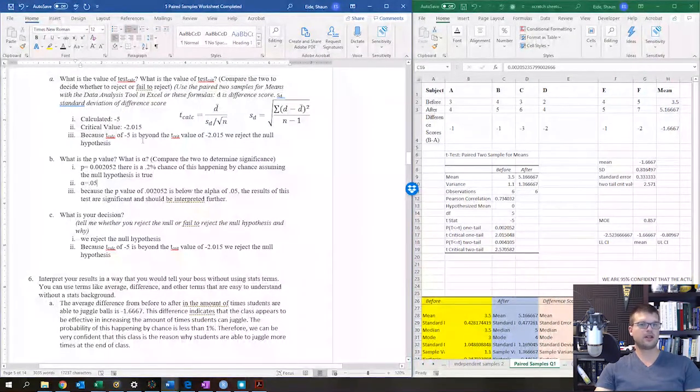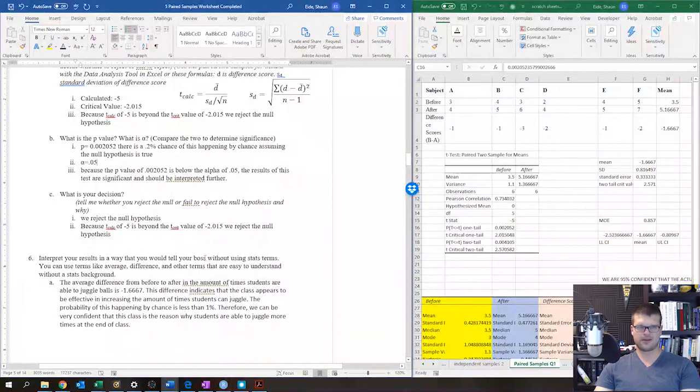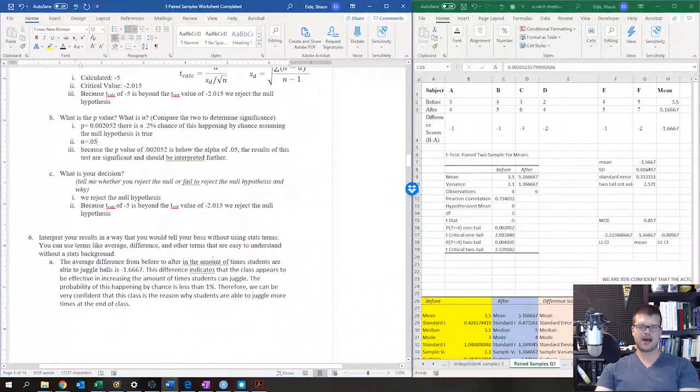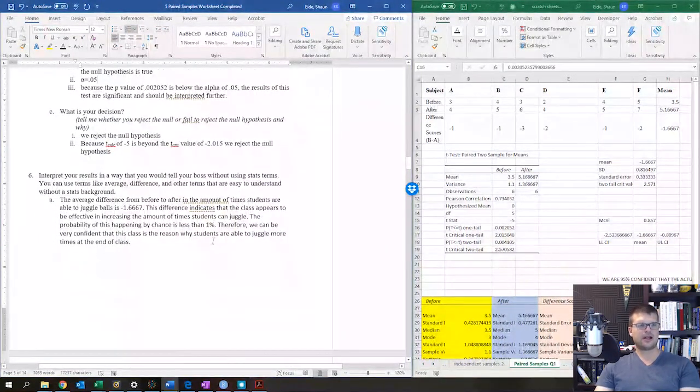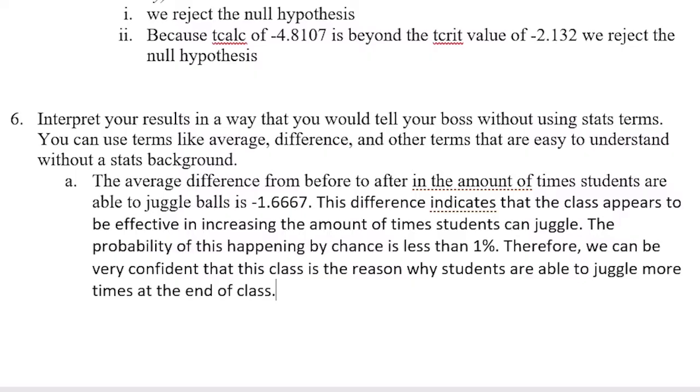Why? Well, just look at the decision rule and state which decision rule applies. Because the t-calc of -5 is beyond the t-crit value of -2.015, we reject the null hypothesis. It's as simple as that. And then last but not least, we need to interpret it. Interpret your results in a way that you would tell your boss without using stats terms. Okay, so this is a really important part.